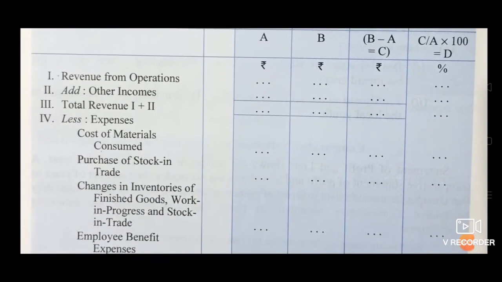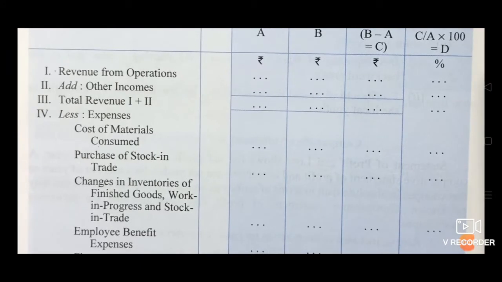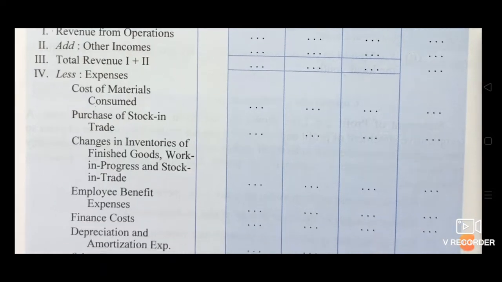First we have to write revenue from operations. Second, other incomes. For other incomes we may prepare notes to account. Then addition of revenue from operations and other incomes, the answer is total revenue. Then less expenses.